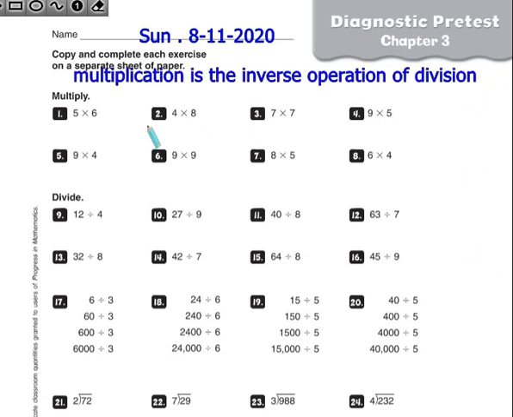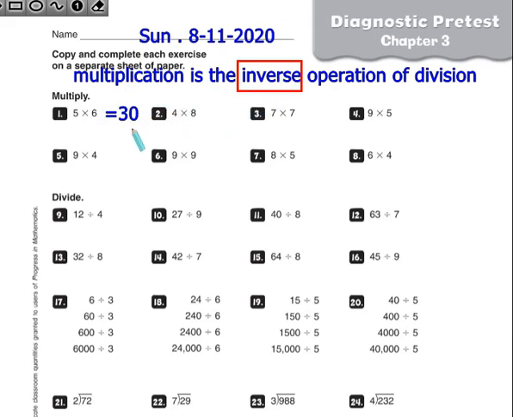When we have inverse operations, what is an inverse operation? When we have two operations that cancel each other. For example, here we have 5 times 6. All of us know the answer equals 30. Now, let's check it in a reversed way, okay?